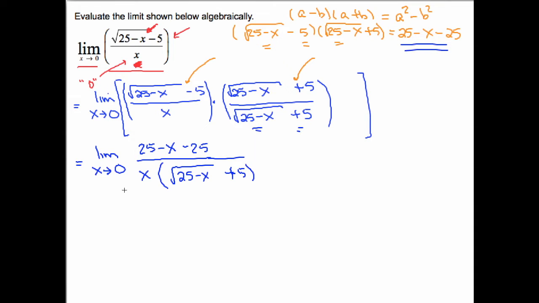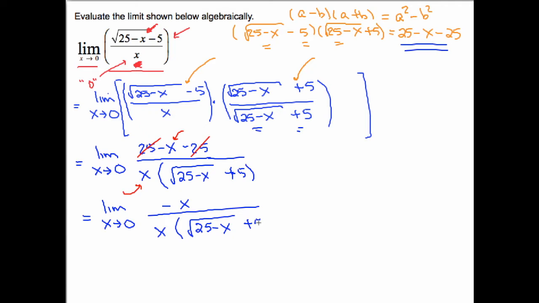Now, our focus, to remind you, is that we're trying to cancel what? We're trying to cancel the x. Notice 25 minus 25, well, that's 0. So in my next step here, I'll take the limit as x approaches 0, and I'll write my numerator, but my numerator is just negative x. And that's divided by the factor x times this other factor, which is the square root of 25 minus x, plus 5. Well, because x is a factor in the numerator and denominator, I'll be able to cancel them.